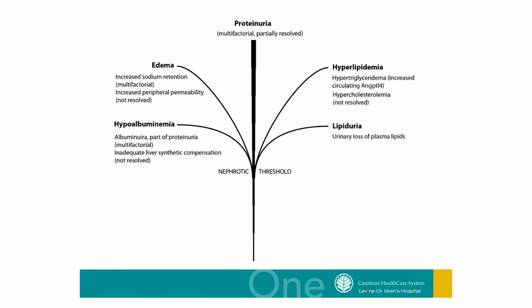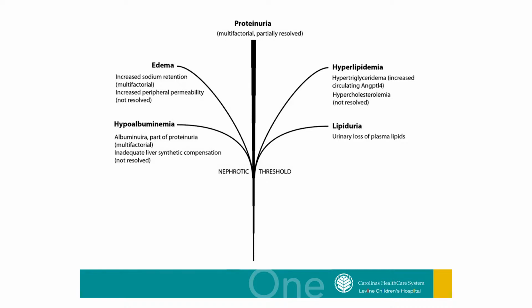We think about it in the context of age, whether it's the pediatric population or the adult population. We think about it as far as histology: minimal change, membranous, or FSGS. We think about it in the context of whether it is primary or secondary. And then we also think about nephrotic syndrome in the context of how it responds to therapy. Is it steroid sensitive or steroid resistant?